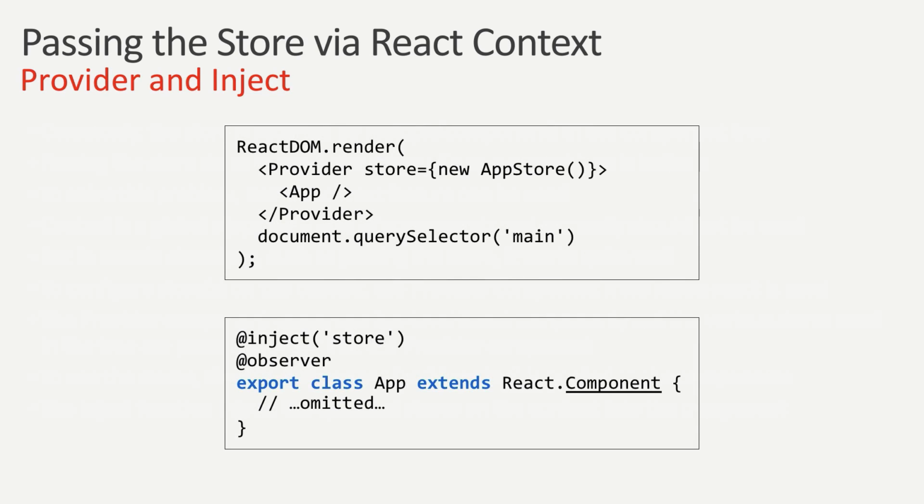So take a look at this here. We have our React DOM render, our provider with our app. We're passing in our store, and then we can utilize that store inside of our component by having it marked as @observer, and then using @inject and injecting the store into our component.